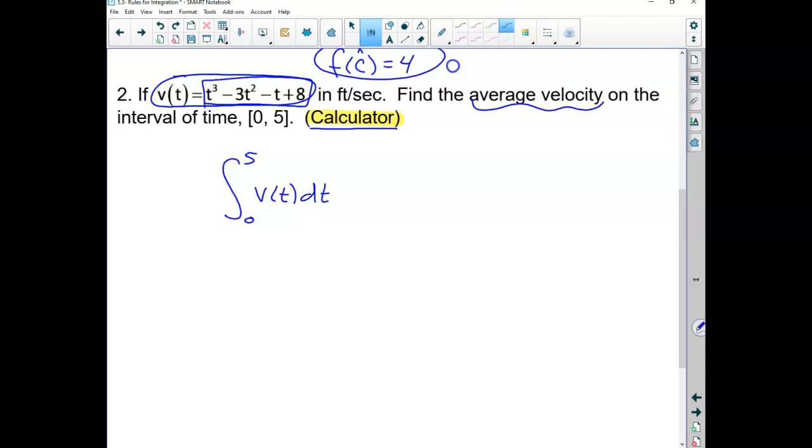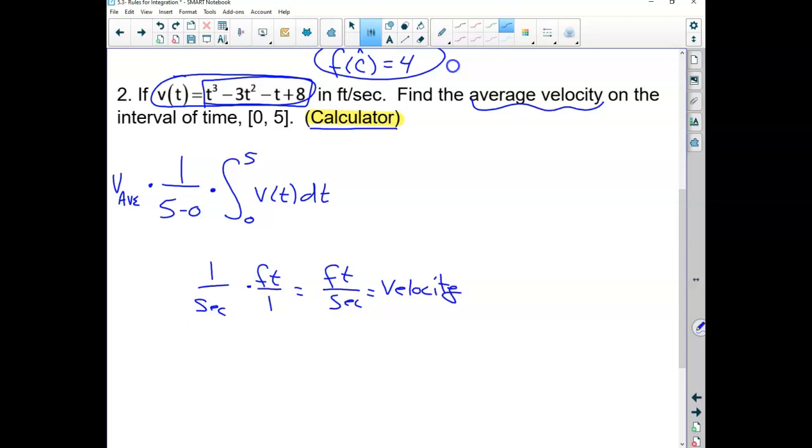If I accumulate this velocity, this is going to give me feet, right? And so how am I going to get the average? Well, I need to multiply that by 1 over 5 minus 0. That's going to give me my velocity average. And I can see that because this is going to multiply this output with the units of 1 over seconds. And when I multiply them, I get my feet per second coming out, which is velocity. Okay? It is velocity. So that's how we're going to get it. So all we need to do now is plug this into our calculator.